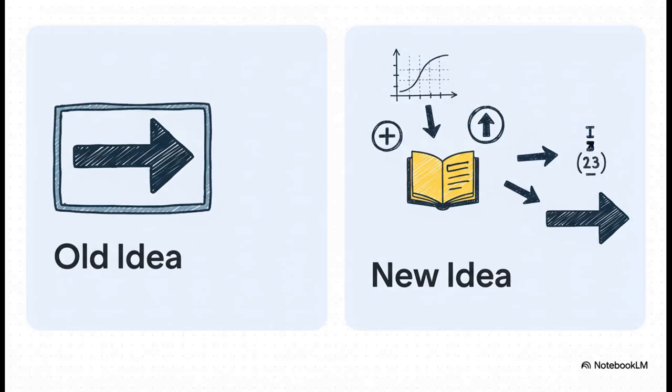So let's look at the big shift in thinking here, side by side. We came in with the old idea, a vector is an arrow in space. We're leaving with this new, much more powerful idea. A vector is any object that belongs to a group where you can add them together and multiply them by numbers. It's not about what it is, it's about what it does.